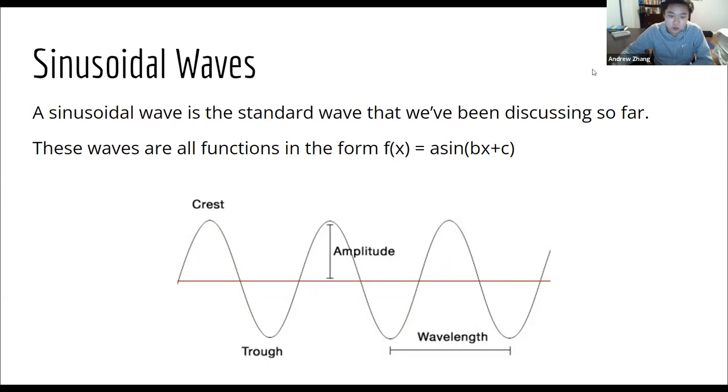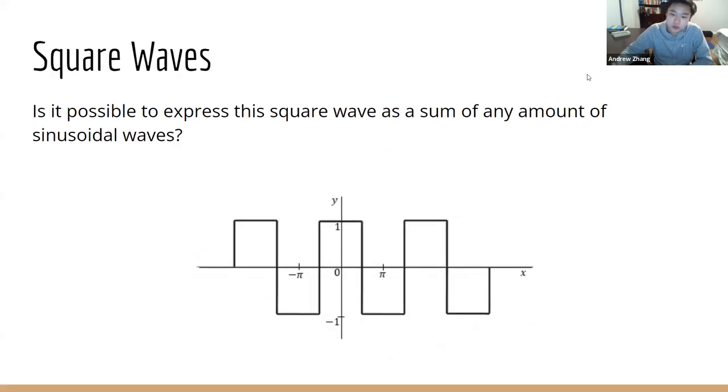And just one question I have for you guys is, do you think it's possible to create this kind of square wave as a sum of any amounts of sinusoidal waves? It could be an infinite amount of waves. Do you think it's possible to create a literal square?